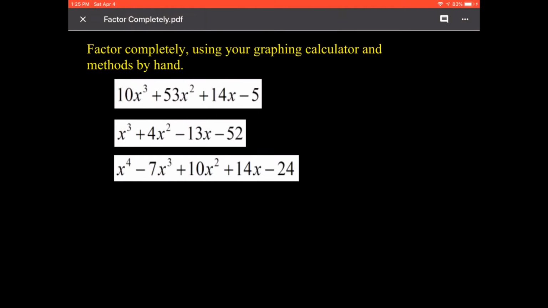All right, so here we go again, same directions. This time x cubed plus 4x squared minus 13x minus 52. Again, no GCF. Right now, no methods that we've talked about today that we can do this by hand. So let's start with our calculator.